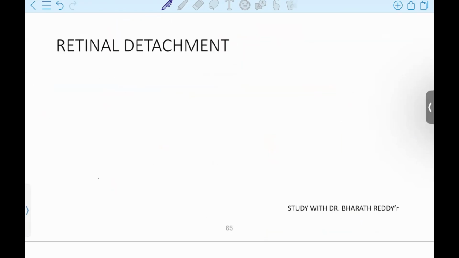Next, retinal detachment. There are three types of retinal detachment. One is rhegmatogenous, the second most common is tractional, and the third type, very rare, is exudative.